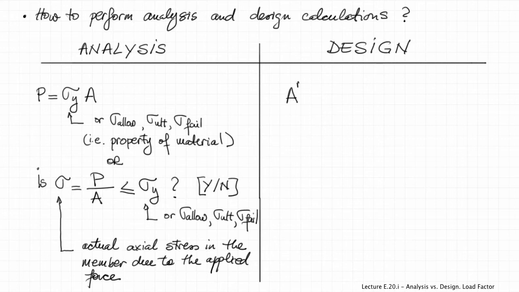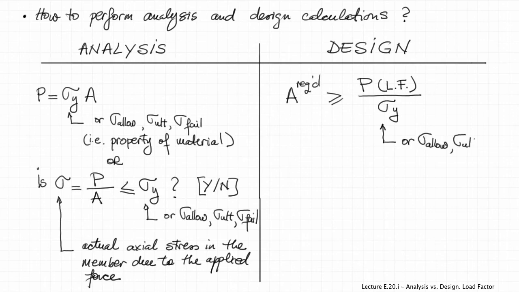For design now, where we have to determine the member sizes, we will of course solve for the cross-sectional area, which has to be larger or equal than the axial force in the member, the tension force in the member, multiplied by the load factor, because this is a design problem now, divided by a property of the material, which is the failure stress. And that again could be sigma yield, sigma allowable, sigma ultimate, sigma fail, whatever is given in the question, and which is a property of the material.